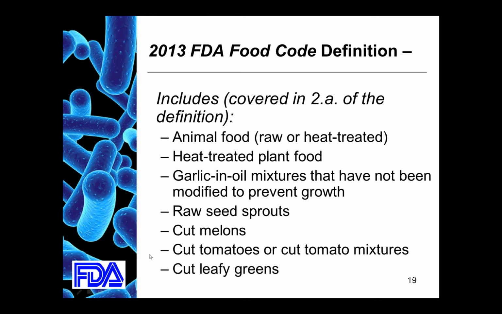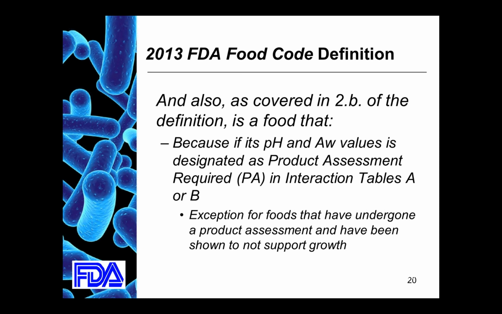And so this includes animal foods, raw or cooked, any cooked plant foods. These got to be refrigerated or held hot. It includes some specifics that we've had outbreaks: our garlic and oil mixtures, raw seed sprouts, cut melons. When they're whole, they're okay, but once they're cut, they need to be refrigerated. Cut tomatoes have been added, and cut leafy greens have been added to this list, again, based on outbreaks.